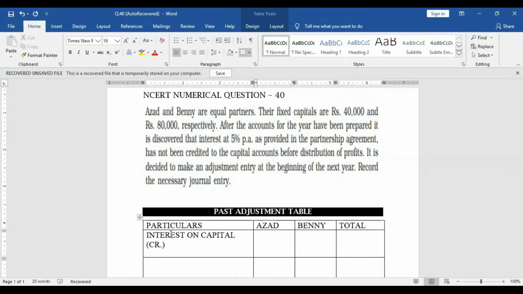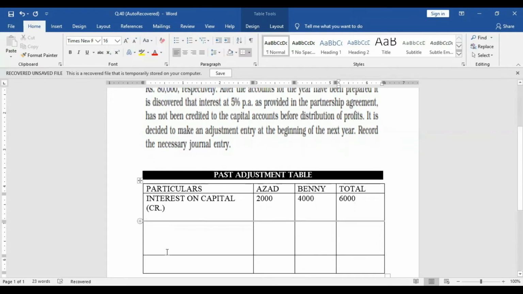So 40,000, so 5% per annum interest. So therefore it will be 2,000 for Azad. 80,000, therefore it will be 4,000 for Benny. Total interest on capital is 6,000. This 6,000, it has to be distributed as interest on capital, but it is distributed as profit.